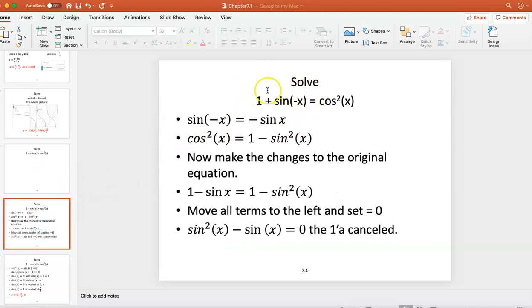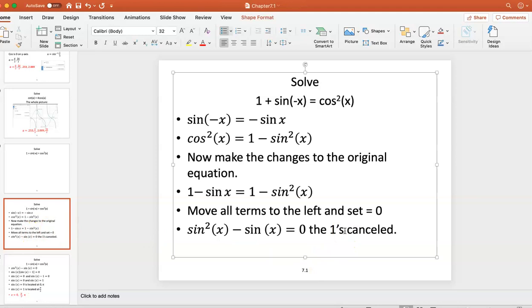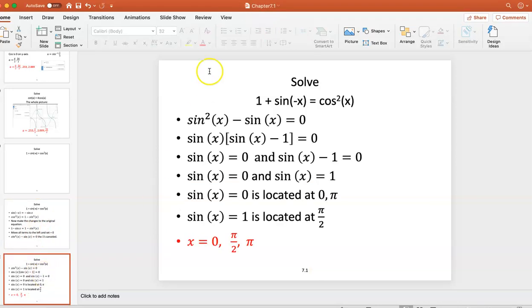Okay, the first thing would be to say sine of negative x is negative sine x. Cosine squared would be 1 minus sine squared. That way we'll only have one trig function. All right, what happens here? We want to move all the terms to the left and set it equal to 0. Well, the ones actually cancel out. I think that should be an S. So we factored, we set each of the factors equal to 0.